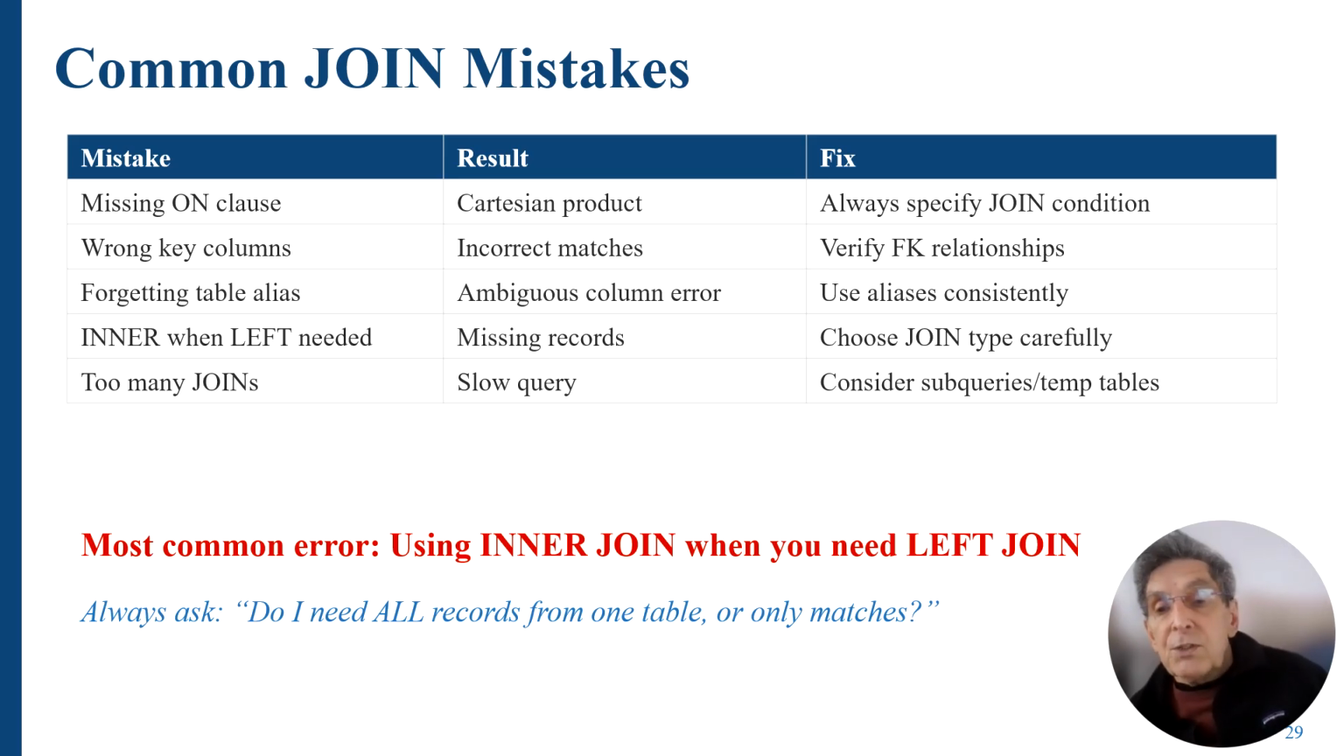Another common mistake is chaining too many joins, which can significantly degrade your performance. If you're joining more than 5 or 6 tables, consider trying to break the query into steps and producing intermediary temporary tables or subqueries.